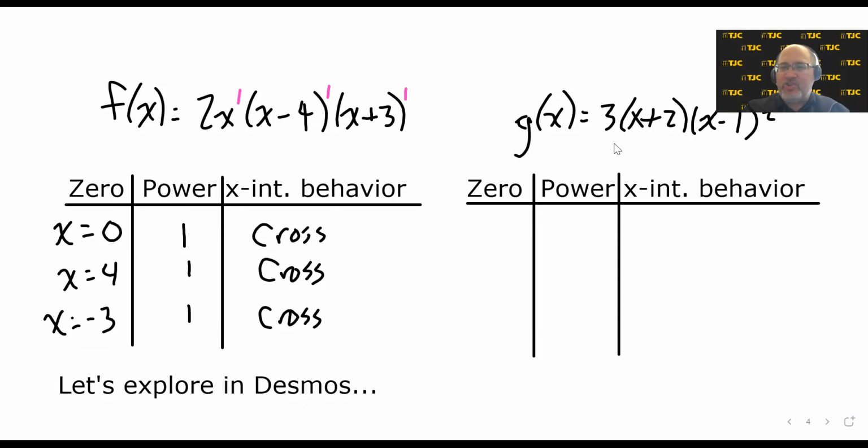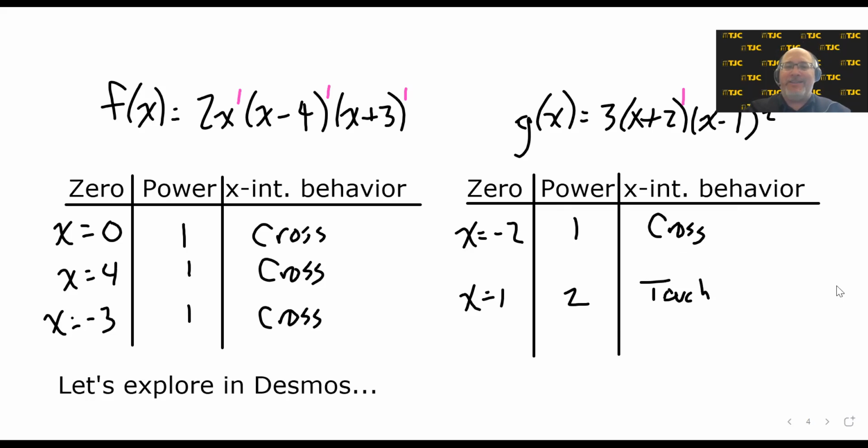But on the second function, g of x equals 3 times x plus 2 times x minus 1 squared, our zeros were x equals -2 and x equals 1. But the powers were an implied 1 on the x plus 2 and an explicit 2 on the x minus 1. And the x-intercept behavior was it crossed at x equals -2 and touched at x equals 1. But the consistent thing is, and here comes the highlighting, when the power was 1 on the factor, we crossed the x-axis.